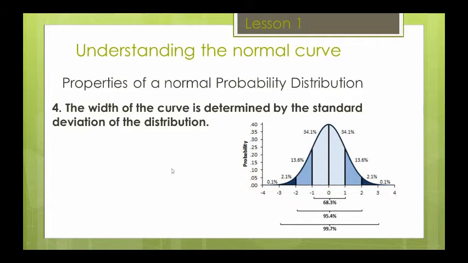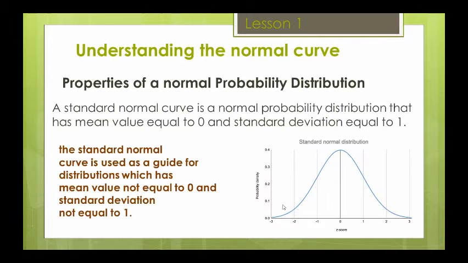Okay, so down here we have an example. The curve defines a standard normal curve. A standard normal curve is a normal probability distribution that has a mean value equal to 0 and a standard deviation equal to 1. Pag sinabing standard normal curve, ito ay isang normal probability distribution na yung mean value is equivalent to 0, yung sa gitna na value is 0, and the standard deviation is equal to 1.